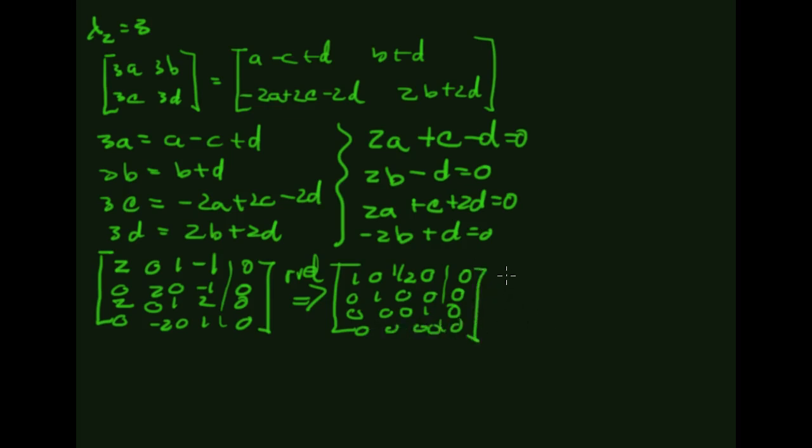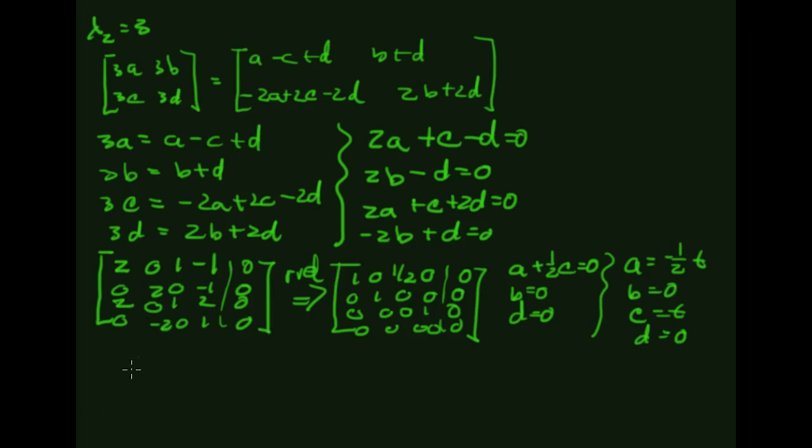All right, so this means that a plus 1 half c is 0, b has to be 0, and d has to be 0. So we can let a equal negative 1 half t, b be 0, c be t, d is 0. So any matrix A2 of the form negative 1 half t, 0, t, 0 should be an eigenvector corresponding to the eigenvalue 3.